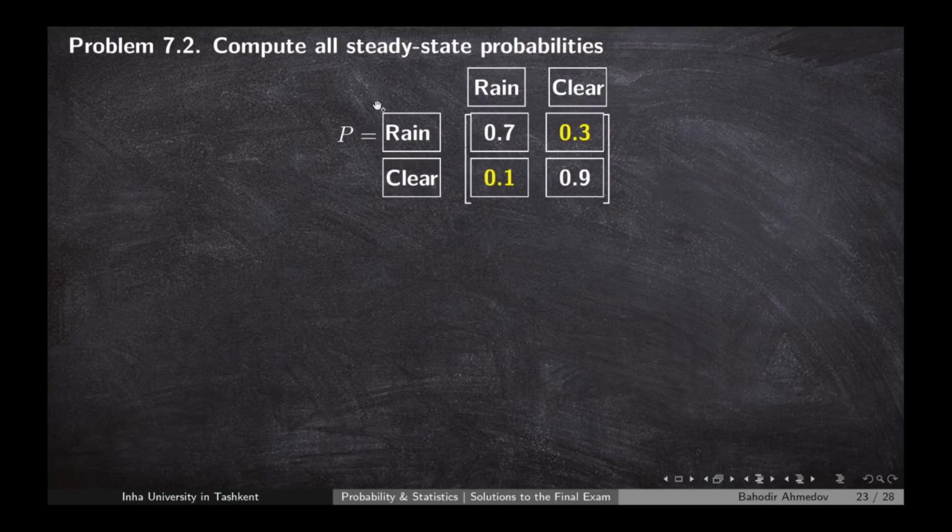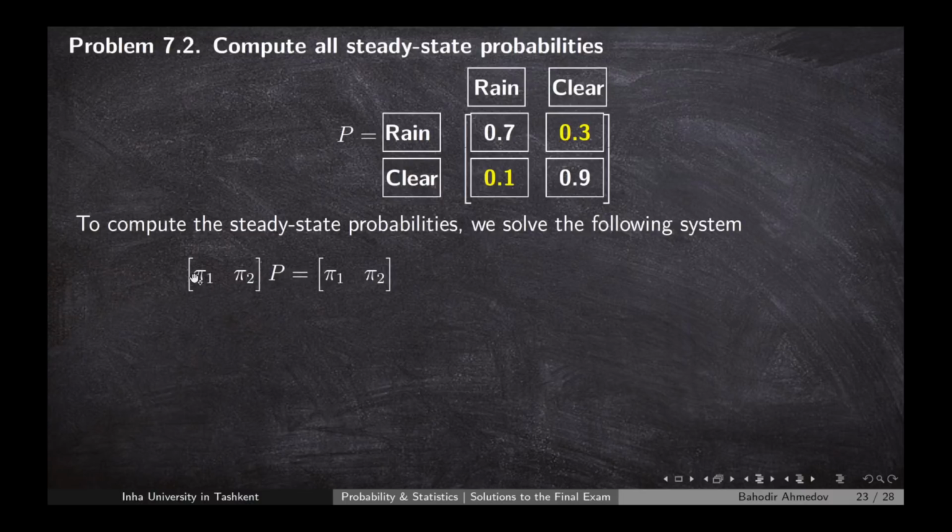So those probabilities are called the steady state probabilities, and we are going to find them using this equation, or you can just run this simulation for a long time and see what those probabilities are. The solution of the system of linear equations, written in matrix form, is going to give us pi 1 and pi 2, the steady state probabilities.